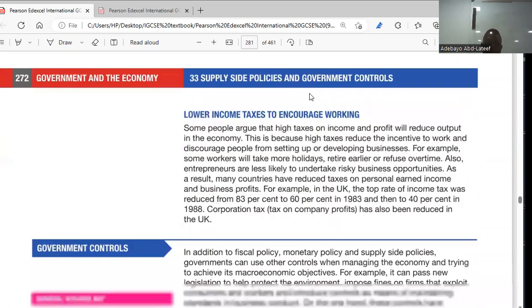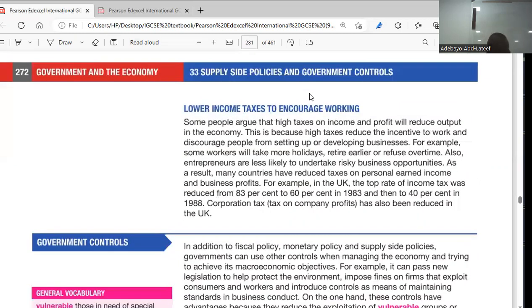Is it clear? Lower income taxes to encourage working. Also, government could reduce income tax. That's taxes on income. So if government reduces that, people would have the motivation to work, to be higher with higher salary. Yeah, the purchasing power will increase. People will have more income, and they want to work. As a result, the production possibility curve of the economy will shift outward. Yes. Is it clear?